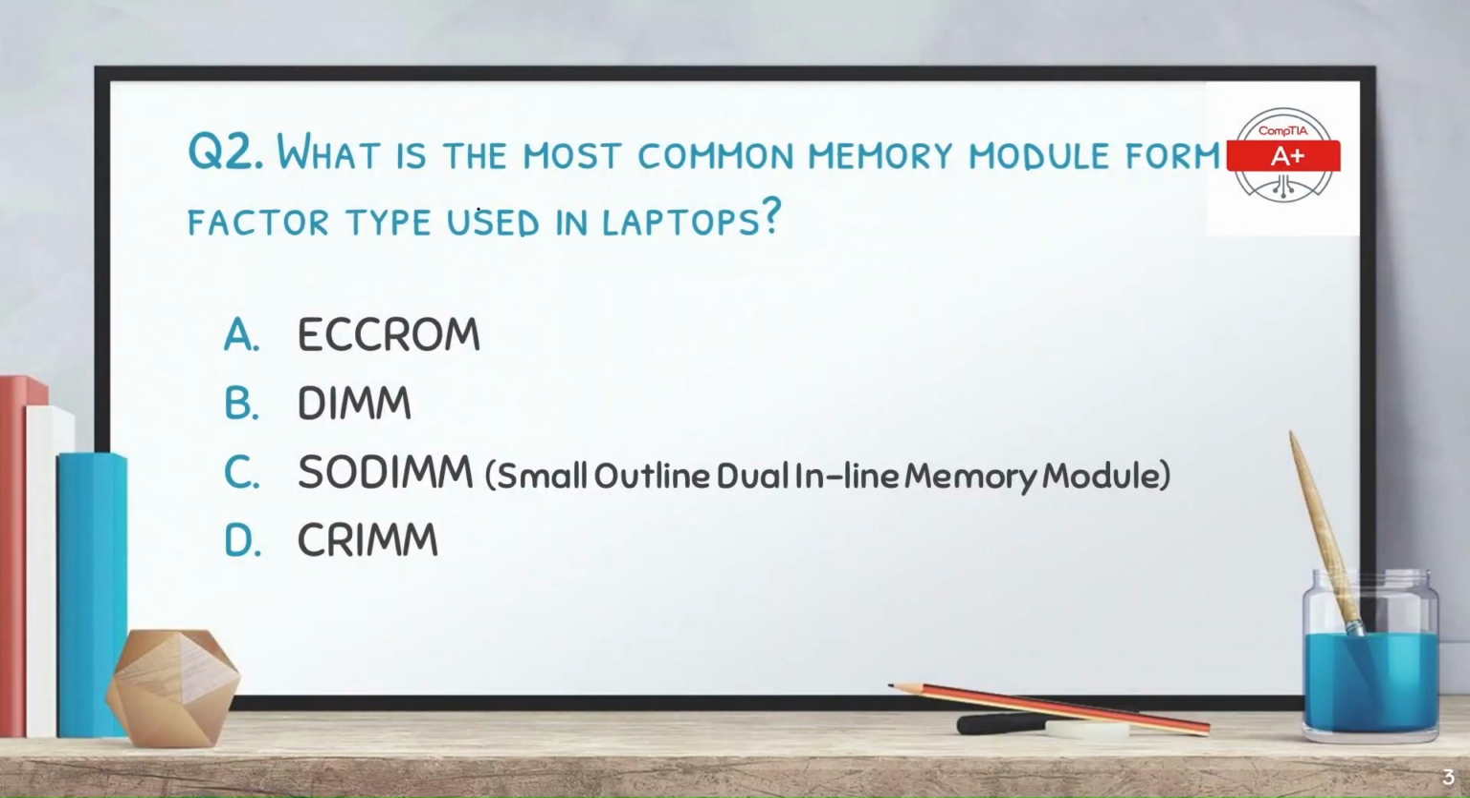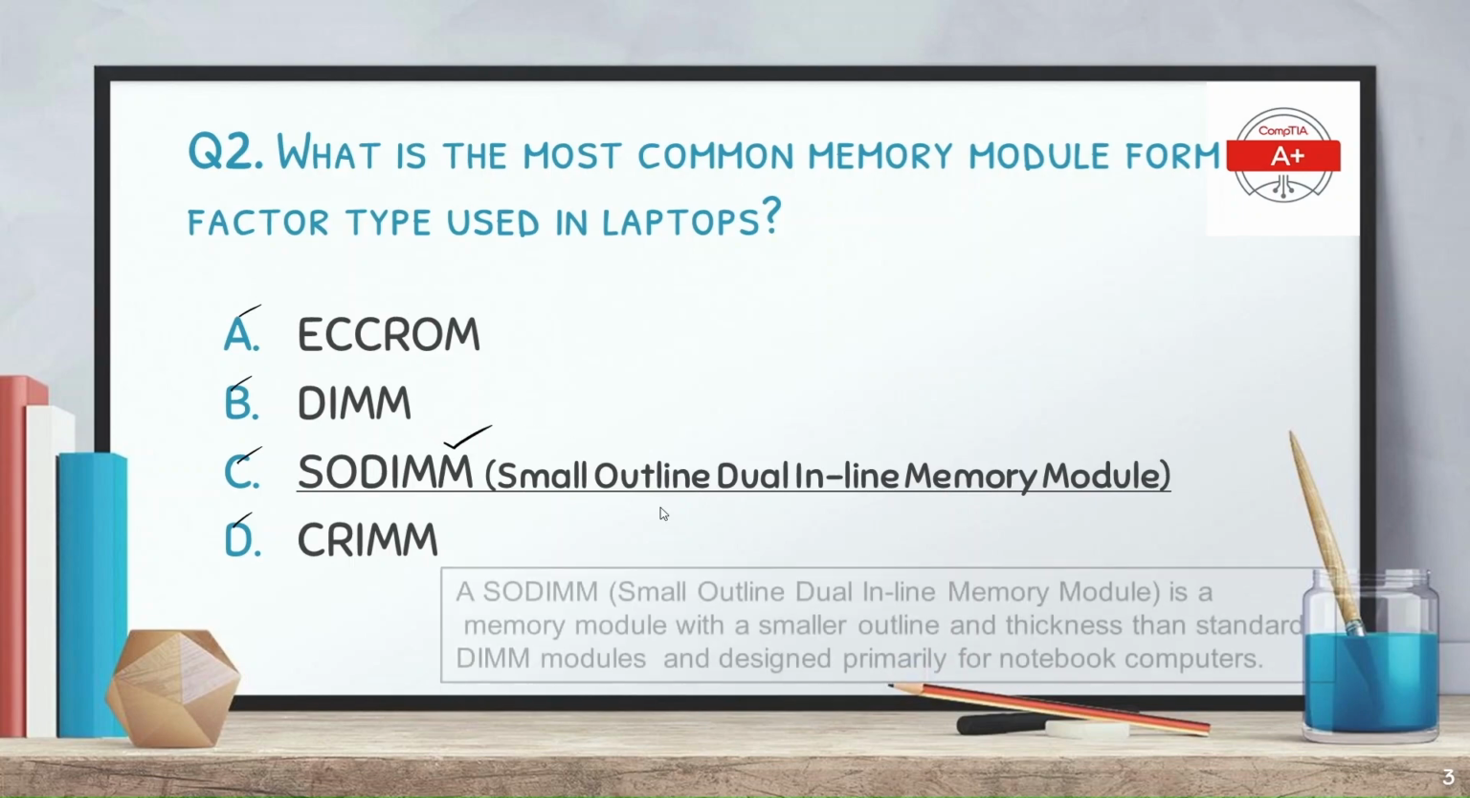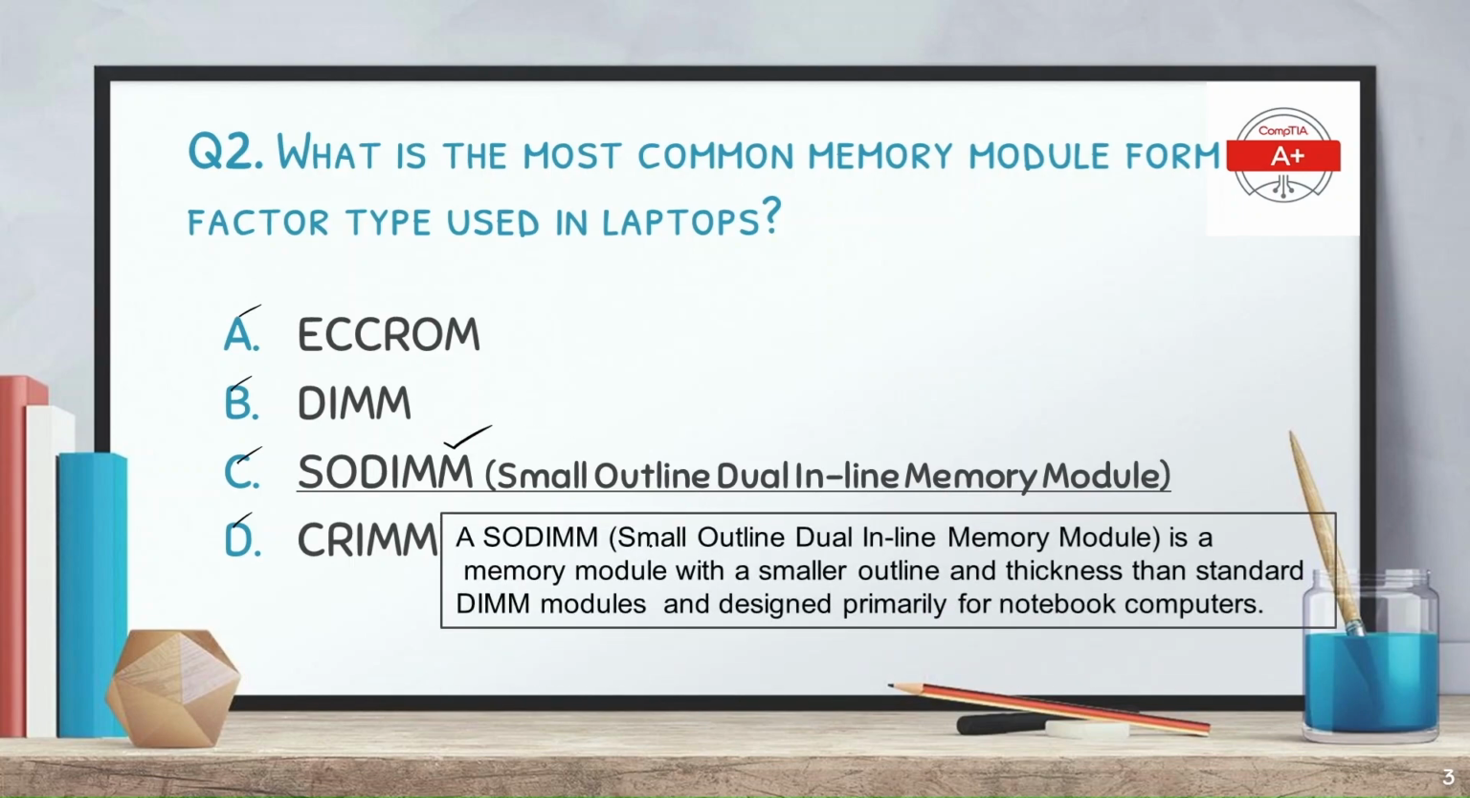So question number two is, what is the most common memory module form factor type used in laptops? And the options are: A, ECC-ROM; B, DIMM; C, SODIMM or small outline dual inline memory module; and D, CRIM. So the correct option is the SODIMM or small outline dual inline memory module.